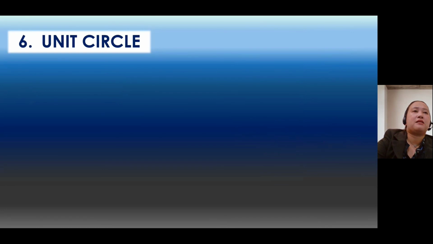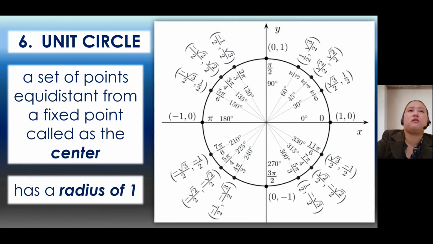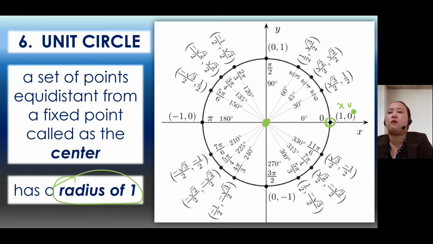And then the last subtopic is the unit circle. So the unit circle looks like this. It is a set of points equidistant from a fixed point that is called the center and has a radius of 1. Okay, so this is the center, and you can see this is the circle, and it is said that the radius is 1. So as you can see, if we have here a point, the coordinates of this are 1, 0. So this is our x, and then this is our y. It means that the distance from the origin up to this point measures 1.